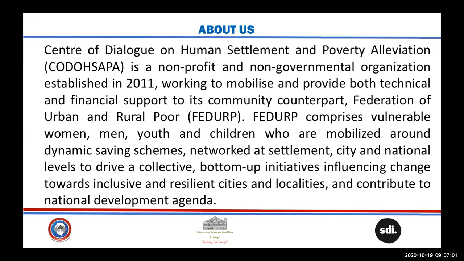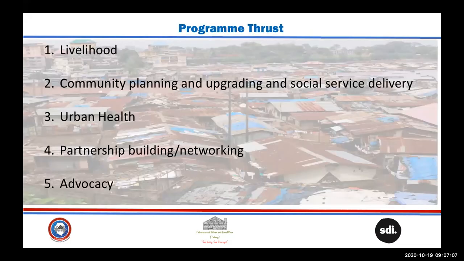I would like also to briefly show you our thrust program areas, which are as follows. One, we have our livelihood. Second, we have our community planning and upgrading and social service delivery. Third, we have our urban health. Fourth, we have partnership building and networking. And the last one, which is advocacy.